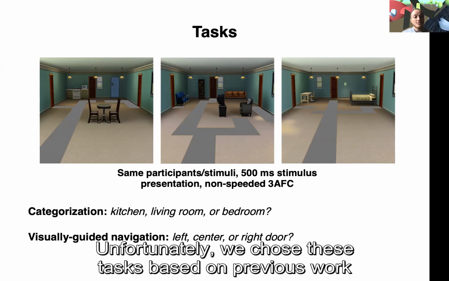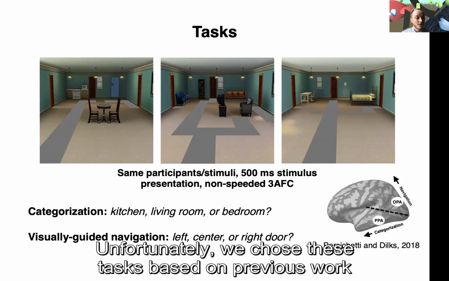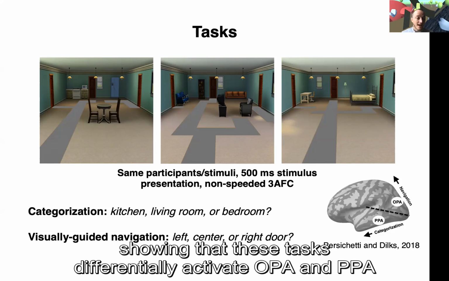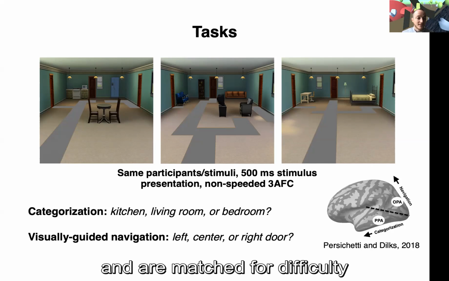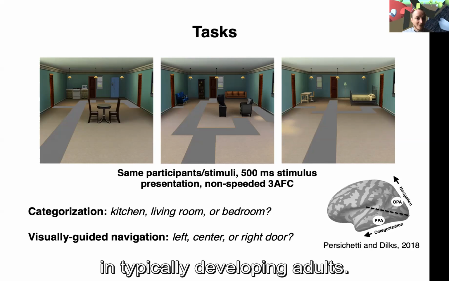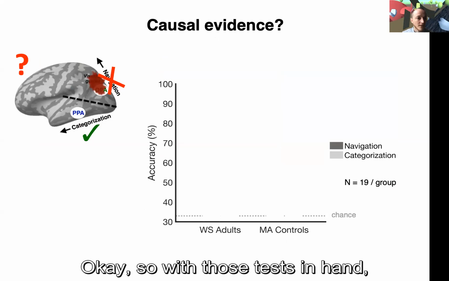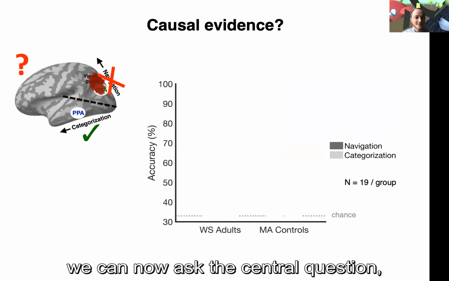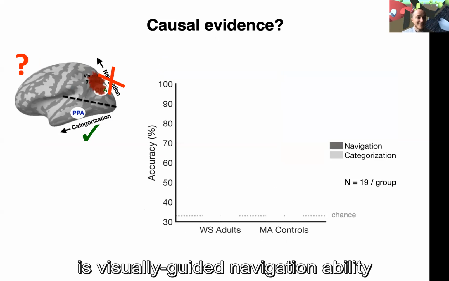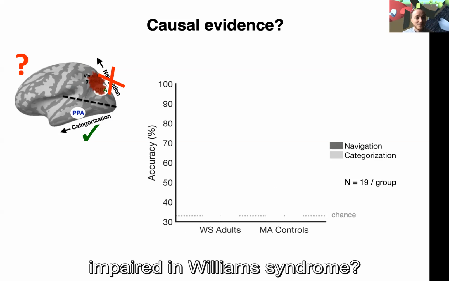Now, importantly, we chose these tasks based on previous work showing that these tasks differentially activate OPA and PPA and are matched for difficulty in typically developing adults. Okay, so with those tasks in hand, we can now ask the central question, is visually guided navigation ability impaired in Williams syndrome?